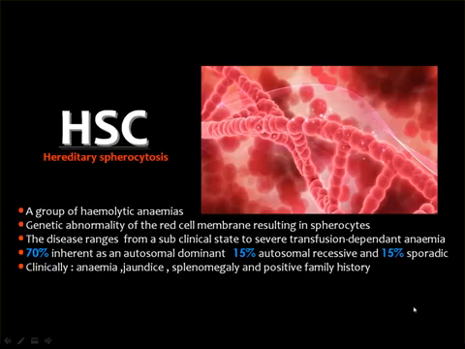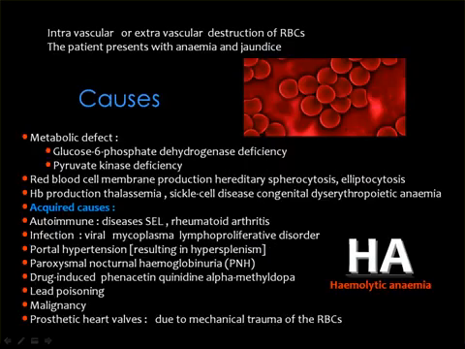Then about 70% are inherited as autosomal dominant and 15% as autosomal recessive, and 15% are sporadic cases. The patient will present with anemia, jaundice, splenomegaly, and there is usually a positive family history, especially for the inherited cases.